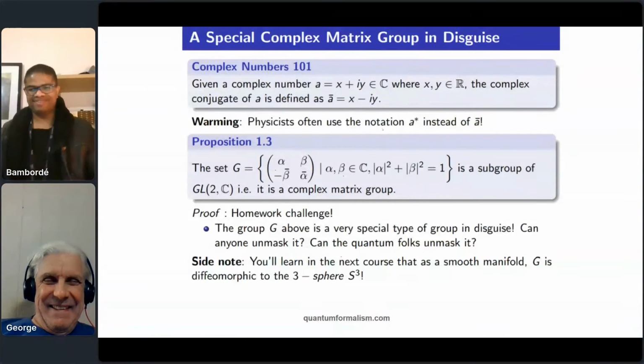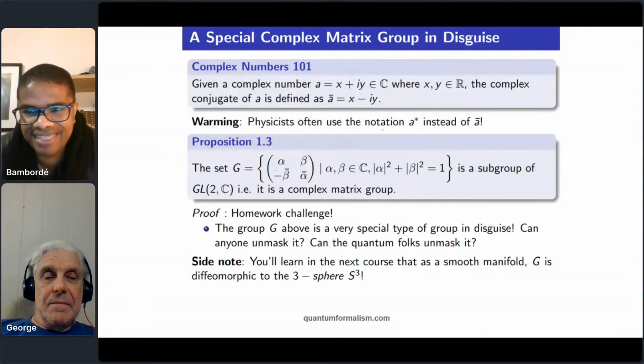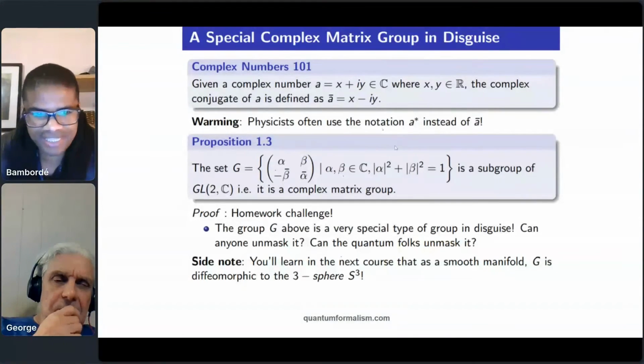Yeah, Dimitri found it. It's actually SU2. This is SU2 in disguise. It will become obvious later that this is equivalent to the other definition. So this is indeed SU2 in disguise, this group. Okay, but we don't know what SU2 is yet.